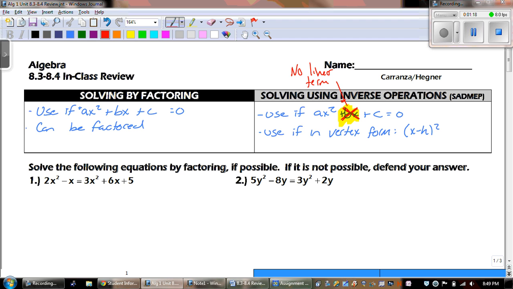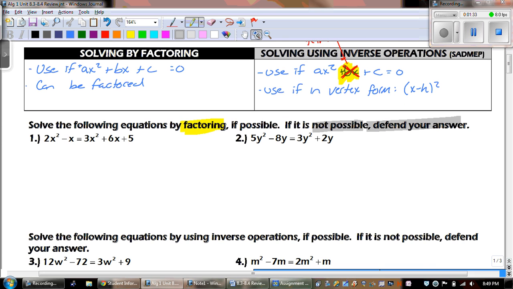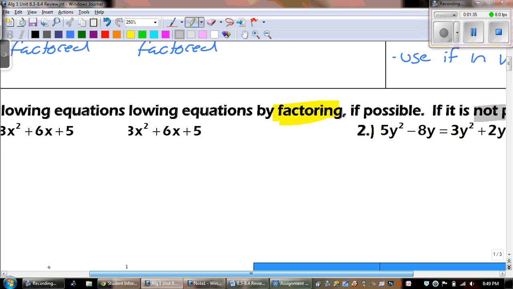So for 1 and 2, it says solve the following equations by factoring. So that's the only thing we can do. If it's not possible, we have to defend our answer. All right, let's look at the first one.